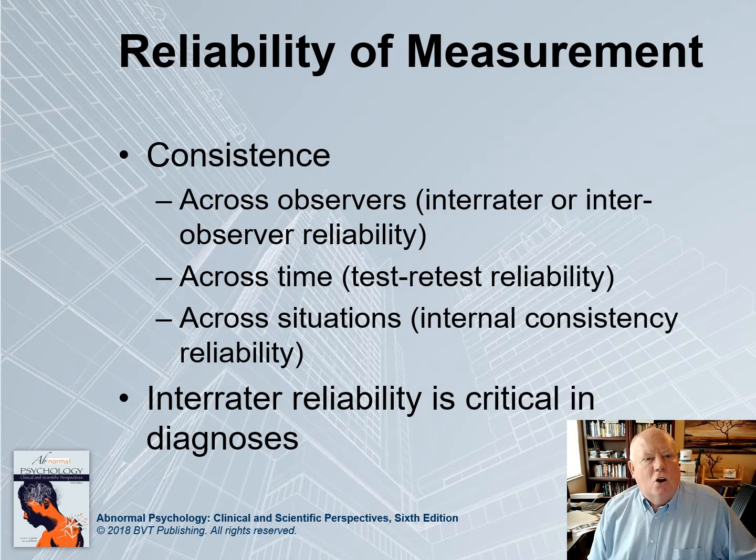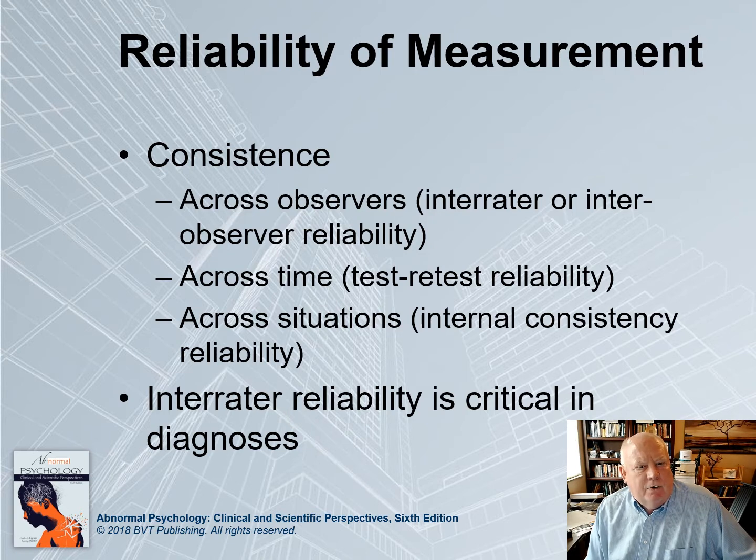Let me formally talk about the concept of reliability, which is so important in research. There are three types of reliability. One is across observers. If you and I talk to the same person, will we have the same impressions? Will we come to the same decision about what, if any, diagnosis they qualify for? That's called inter-rater or inter-observer reliability.